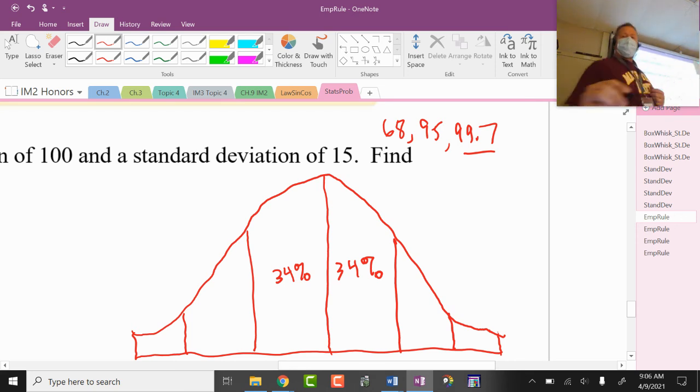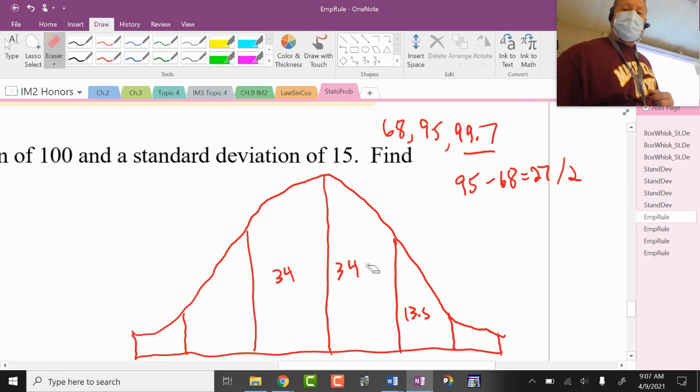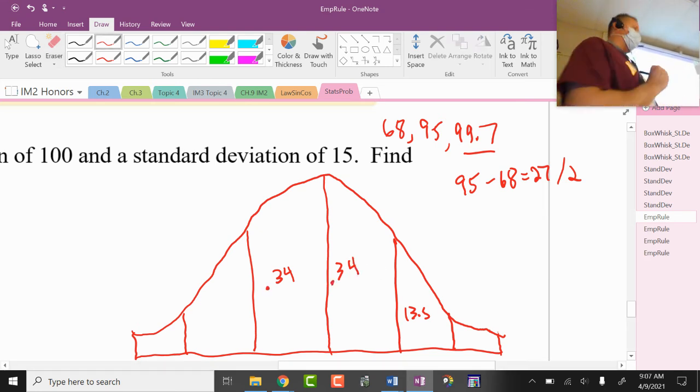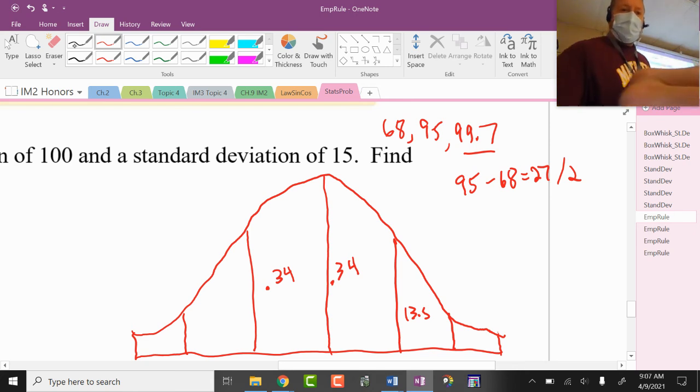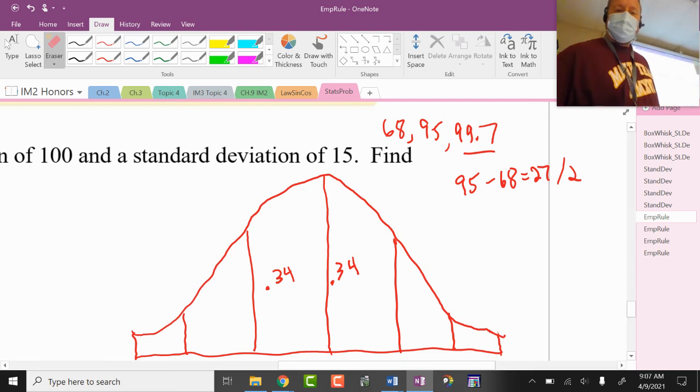Remember the next thing that Mr. Samuel said to do. So to get, this is 95% from here to here. I got to get that 68 out and then divide by 2. Okay, yeah, I remember 13.5%. Stop. I'm actually going to make these decimals. So let's officially do that. So let's make them 0.34 and 0.34. And then I'm going to go ahead and totally erase 13.5 because, what just happened there on the video? All right, 0.135 and 0.135.